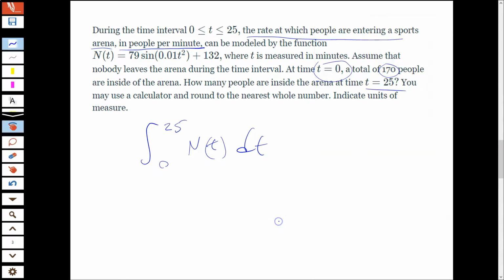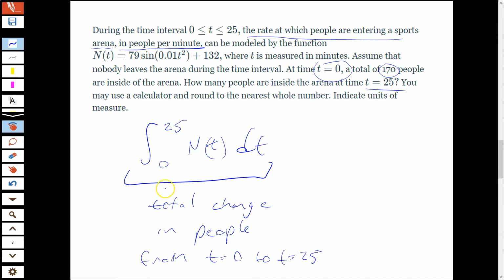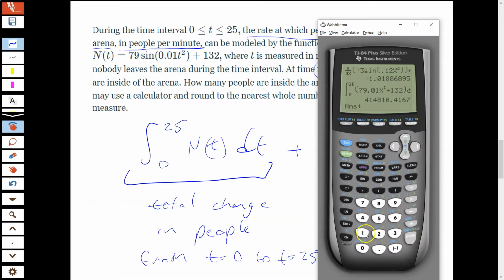Okay, let's make a note of that actually. So this integral, and we're going to come back to the number in a second, is the total change. Okay, so this integral represents the total change in people from 0 to 25. We want the total number of people from 0 to 25. So the total number of people is going to be the total change in people plus the number of people that we started with. So plus that 170 people, and that's people at t equals 0. Okay, so on my calculator, I'm just going to do plus 170. And that is my result.